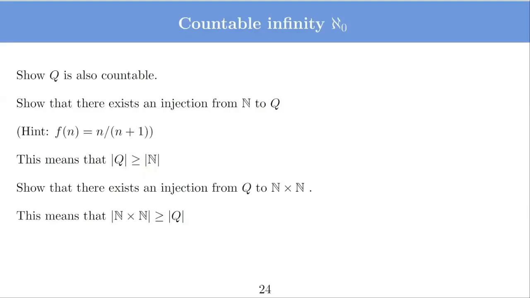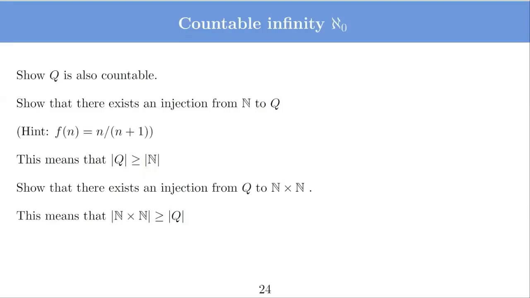From this result, we know that if you're able to find an injection, Q should have at least as many elements as N. You're able to map all natural numbers to some rational numbers, there may be some rational numbers left, but because we have done a unique mapping, there should be at least as many rational numbers in Q as natural numbers in N. So the cardinality of Q is more than or equal to the cardinality of N.